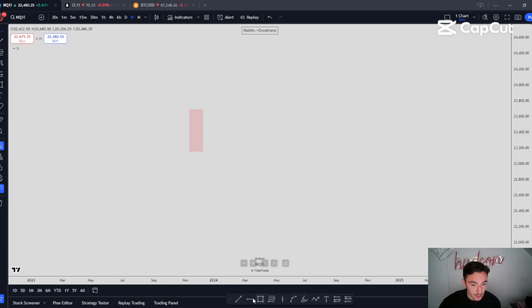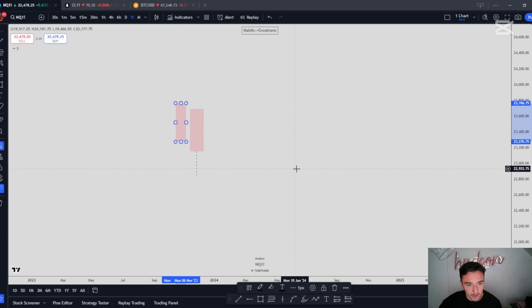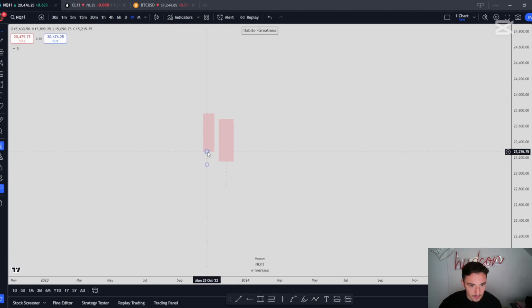Say this is a weekly chart. We have that candle. Right here's another candle. Let's make it a little smaller. This candle closes beneath this candle's low, right? So we close beneath it.